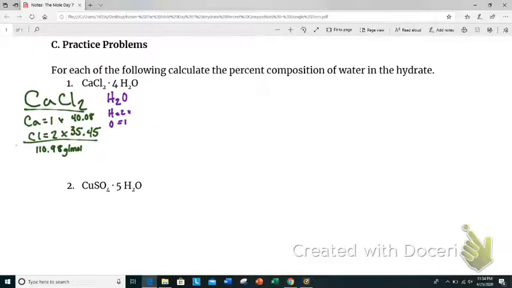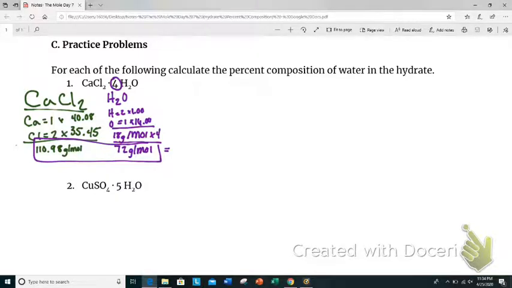So we know that hydrogen is 1, oxygen 16. So again, you get that 18 grams per mole. You have to look back at your salt. This contains 4 moles of water, so you're going to multiply that molar mass times 4. So water in grand total is 72. Your last step here was to add these two together, so 72 plus that 110.98 gives you a total grand molar mass of 182.98 grams per mole.